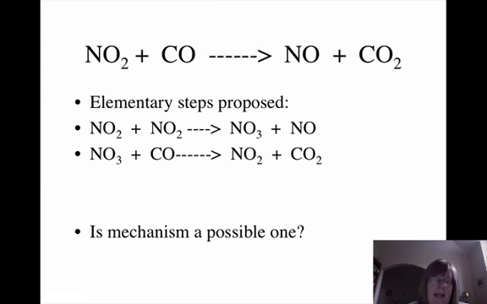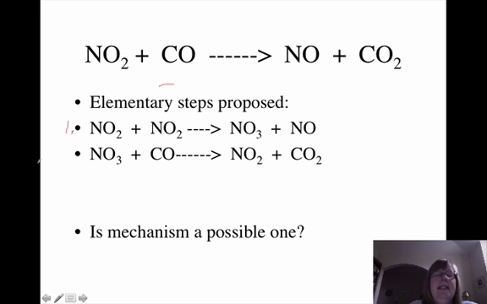So let's go ahead here and let's look at this equation. Here it is up here. So nitrogen dioxide and carbon monoxide react to form nitrogen monoxide and carbon dioxide. Okay, that is our balanced equation. Here are elementary steps that have been proposed. The first step that they propose that happens is nitrogen dioxide collides with nitrogen dioxide. It forms nitrogen trioxide and nitrogen monoxide. And then that nitrogen trioxide collides with carbon monoxide to give us nitrogen dioxide and carbon dioxide.